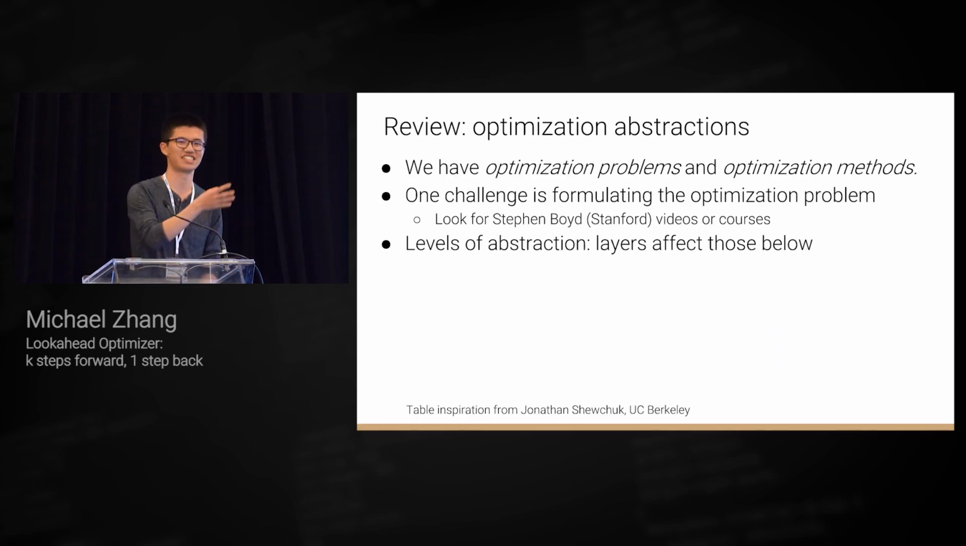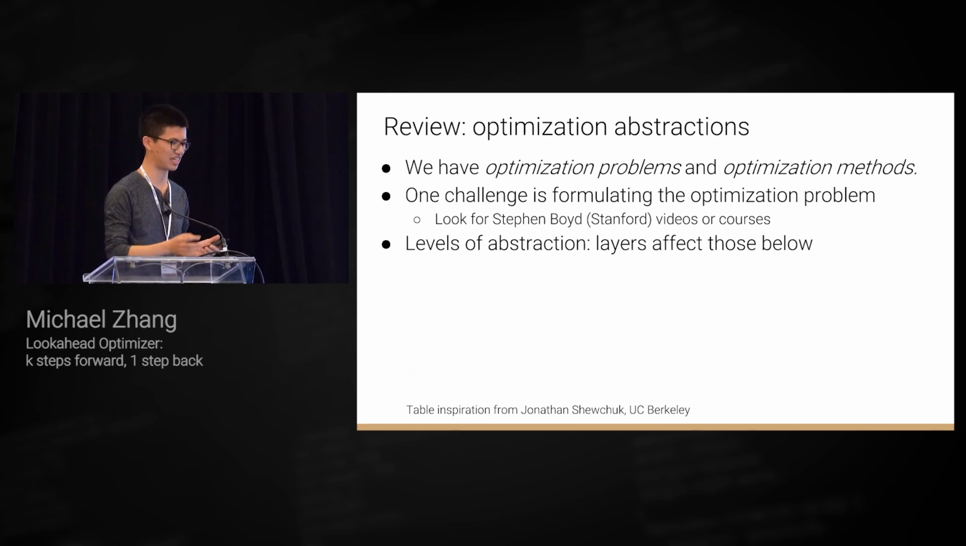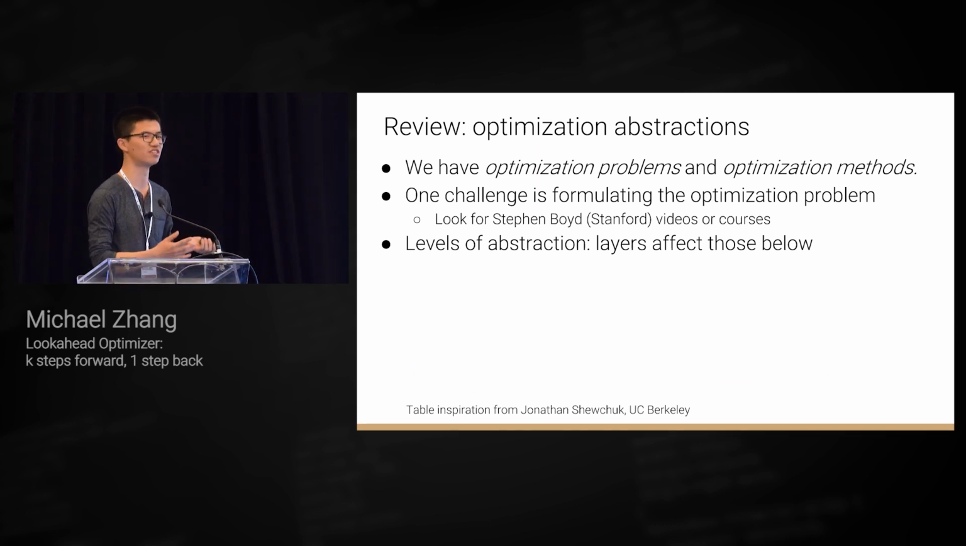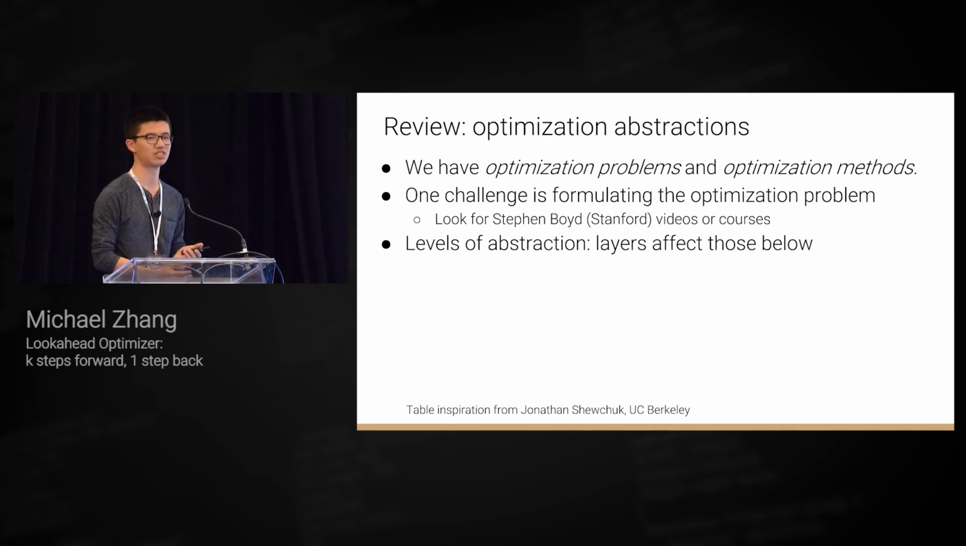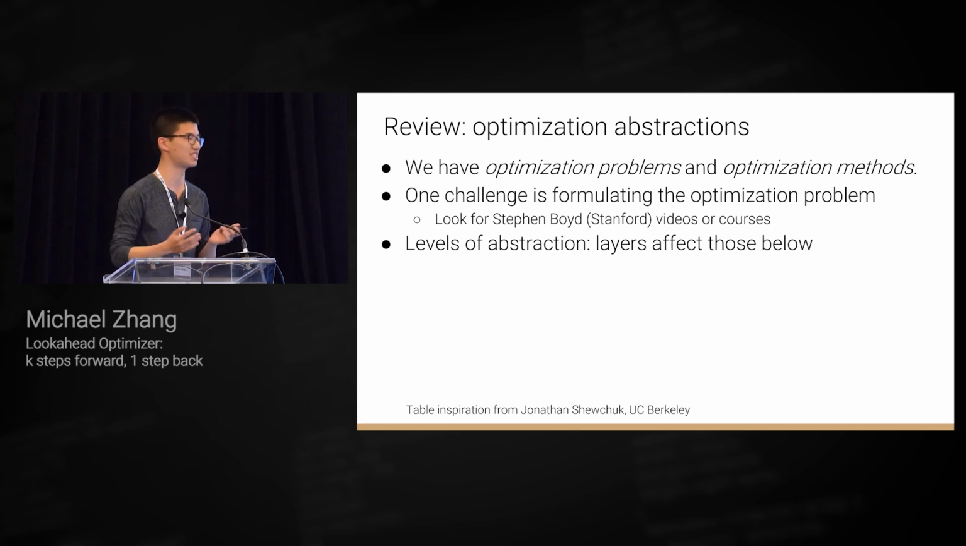So first, let's take a step back and try to understand why optimization matters. It really shows up all over the place in machine learning. And we can broadly speak about optimization problems and optimization methods. And one big challenge is in just formulating the optimization problem itself. Stephen Boyd at Stanford does a really great job of characterizing how to look at different abstractions in optimization.